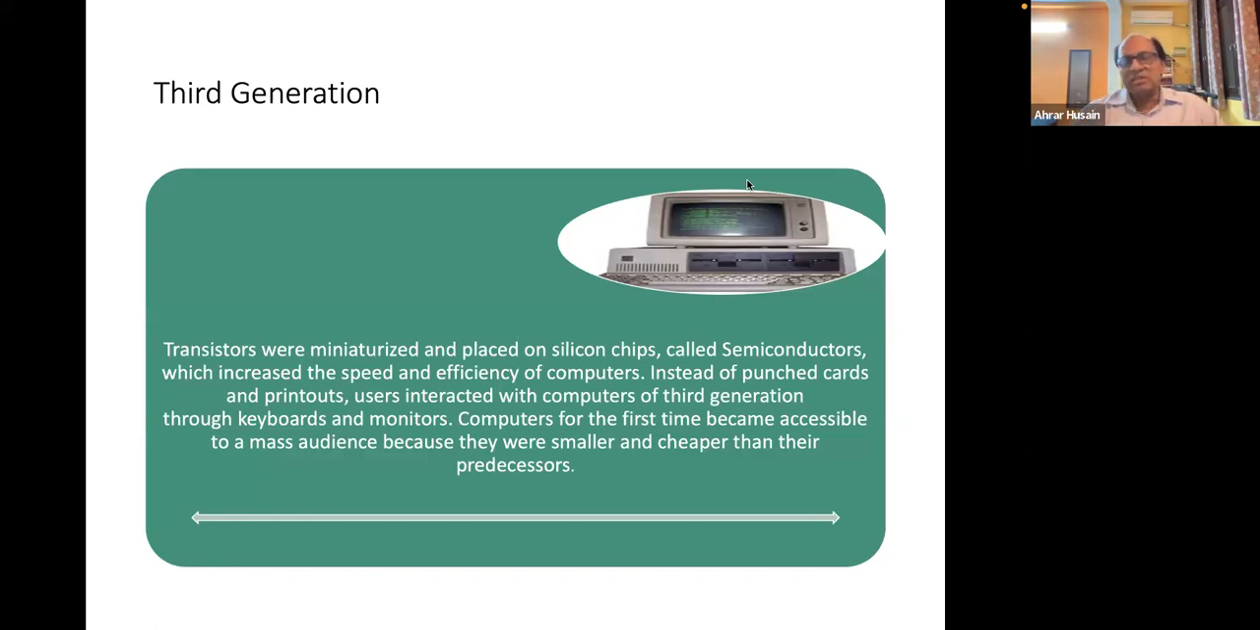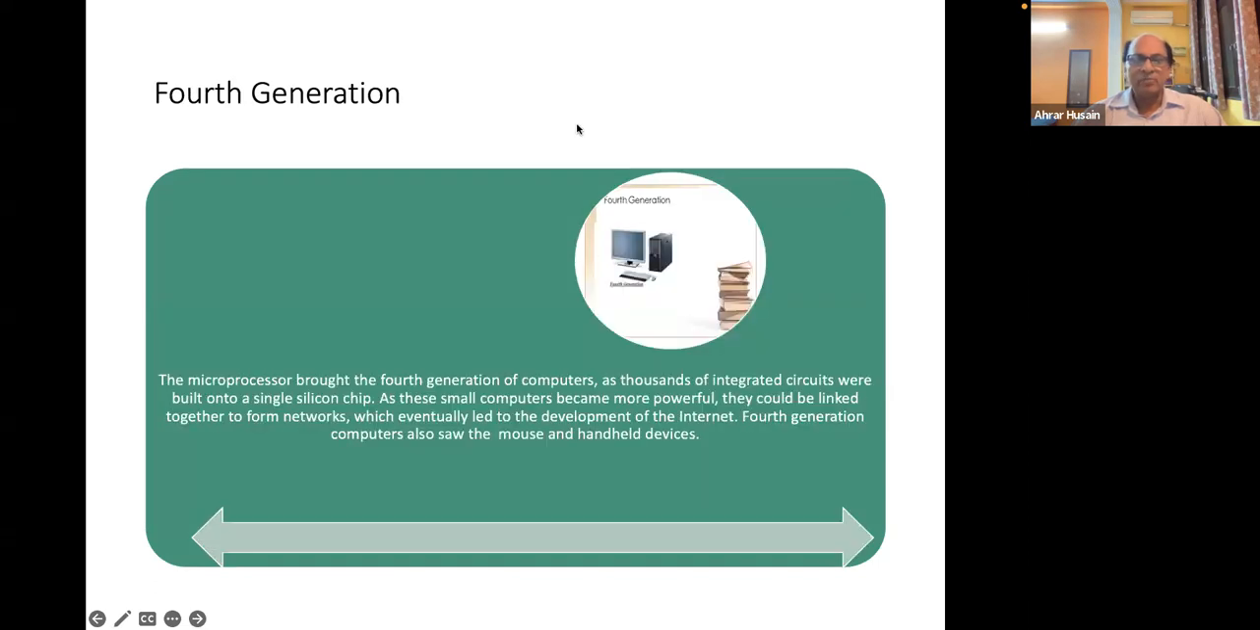You can still see this computer in some of the banks and even in some of the universities also. But the size becomes smaller, the price also comes down, and it is easy to handle also because keyboard and mouse were given in the third generation computer. And it was because of the semiconductor devices which were invented at that time.